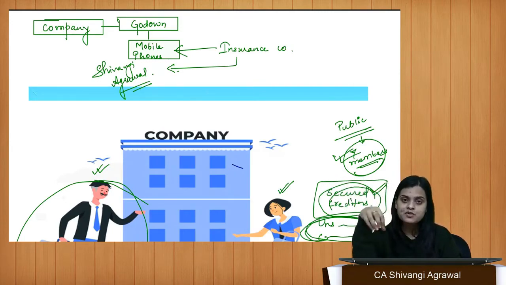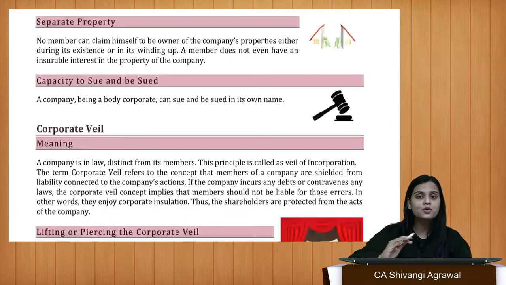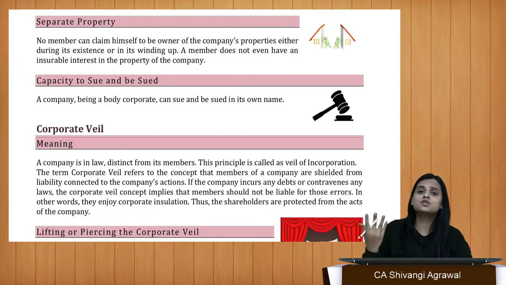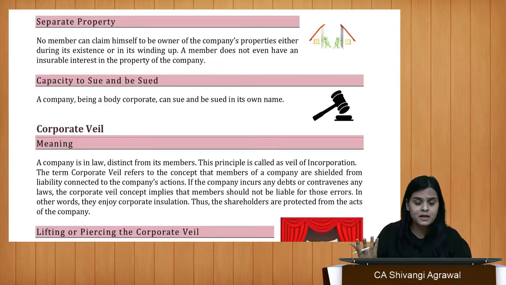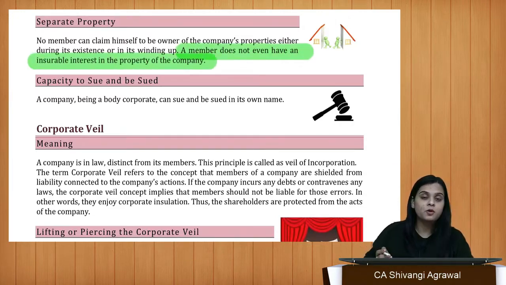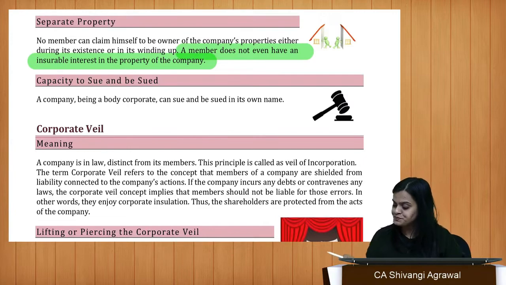Ultimately, what I am trying to conclude from this particular scenario is that the company has a separate property and we can in no way claim that property to be ours, despite the fact that I have incorporated the company, I am the shareholder of the company, I run the company in the capacity as a director. I cannot claim it. Right? So no member can claim to be the owner of company's property. I hold the shares of Reliance, that doesn't mean I own the property of Reliance. Right? And a member does not even have an insurable interest in the property of the company. This is exactly what I told you through that example, right?